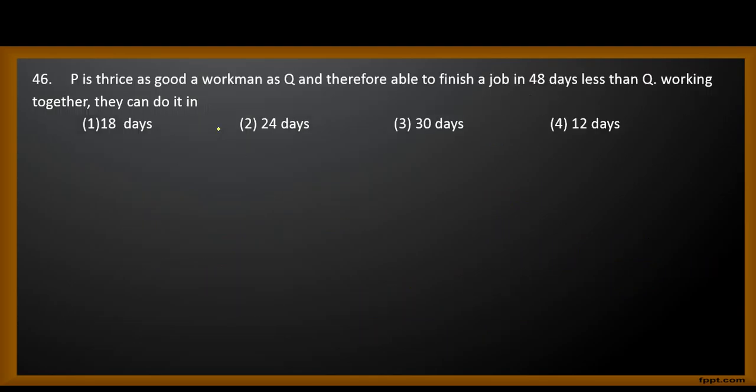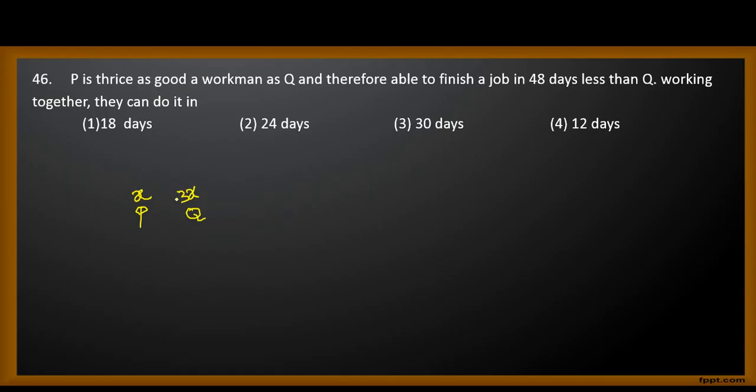P is thrice as good a workman as Q, and therefore able to finish the job in 48 days less than Q. Working together, they can do it in, let us say, P and Q. What is given? If Q does in X days, then P can do it in X by 3 days. Otherwise, you can do it like this: if Q does in 3X days, P will do in X days. Why am I taking X by 3? Because thrice as good as means the efficiency of P is more than Q. It means Q will take more number of days than P.